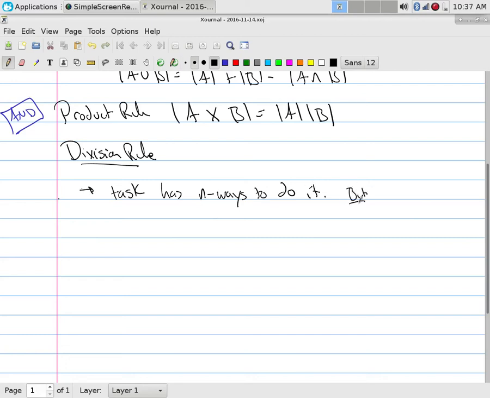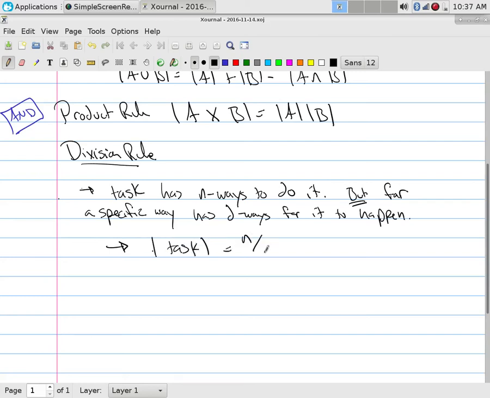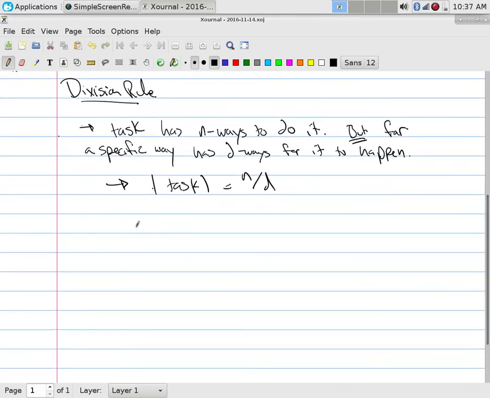So you calculated there was n ways that you were going to totally do this into a particular thing. But for a specific way, normally you would label it like W, right? A specific way has d ways for it to happen. That tells us that the cardinality of the task now is simply n divided by d. We have to use English words. It's a little bit more complicated to talk about. The easiest way to do the division rule is to actually have it several ways.